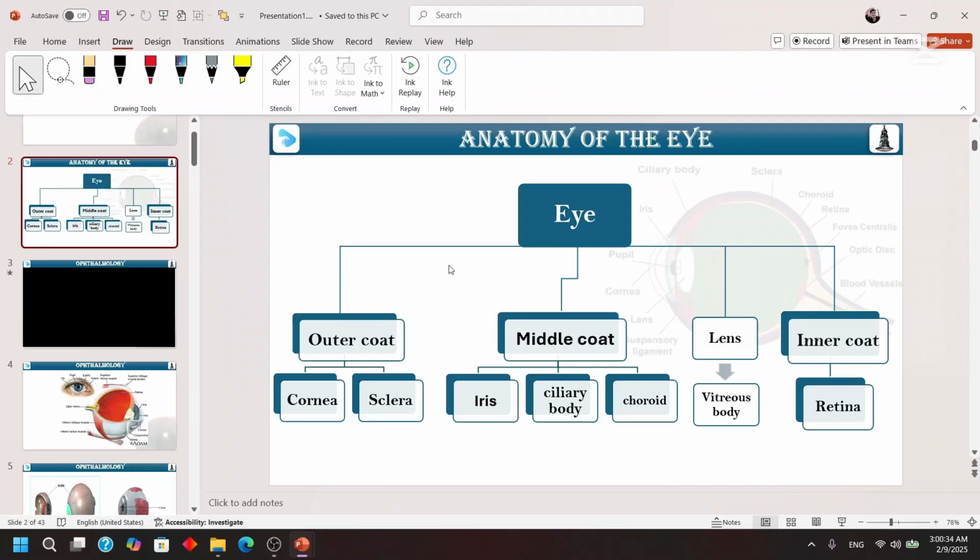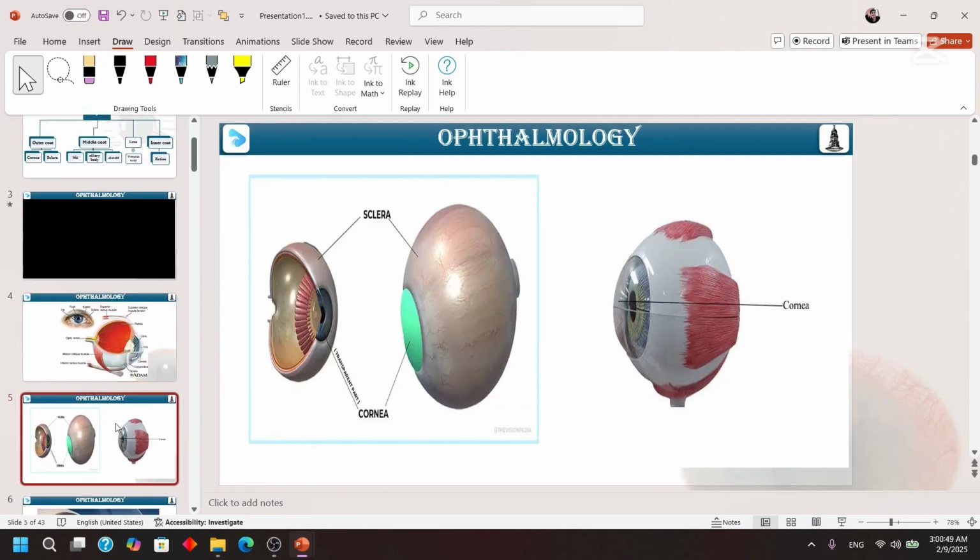So, after seeing this video, we understood that the eye is made of three coats: outer coat, middle coat, inner coat, and two contents: the lens and the vitreous body. So let's start with the outer coat, which is formed of the cornea and the sclera. Let's see here. This transparent structure is called the cornea, and this white structure is called the sclera.